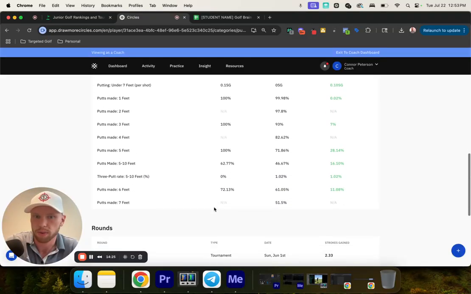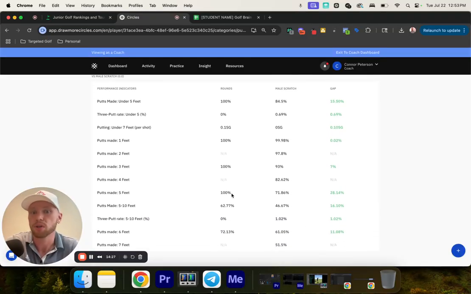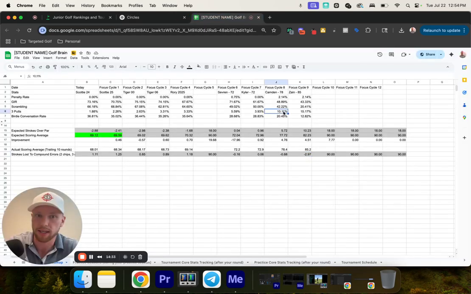Now let's look at the shorter putts as well. In his case, at least in tournaments so far, he's not really missing any of those putts. So again, I told you guys, hey, we need to improve our 3-putt rate. And for him, it's exclusively by getting better at lag putting.